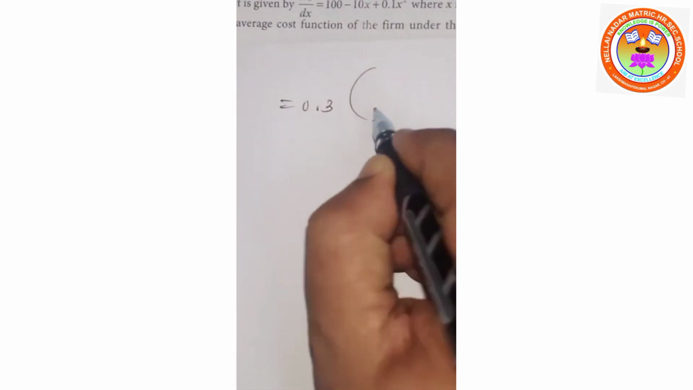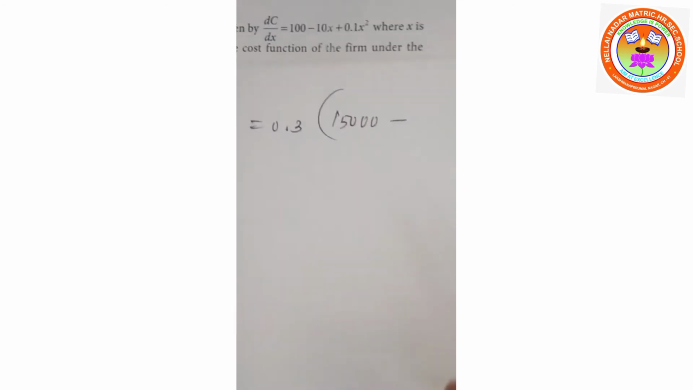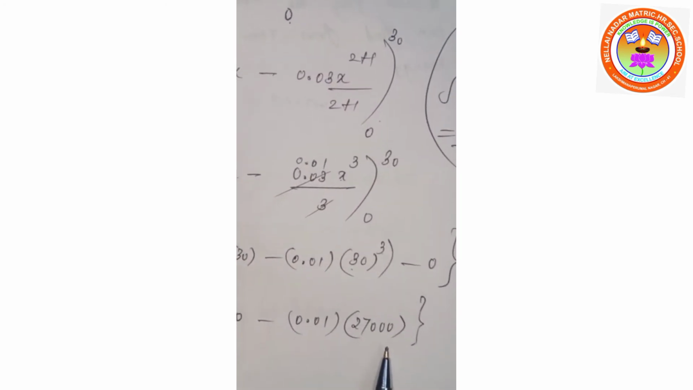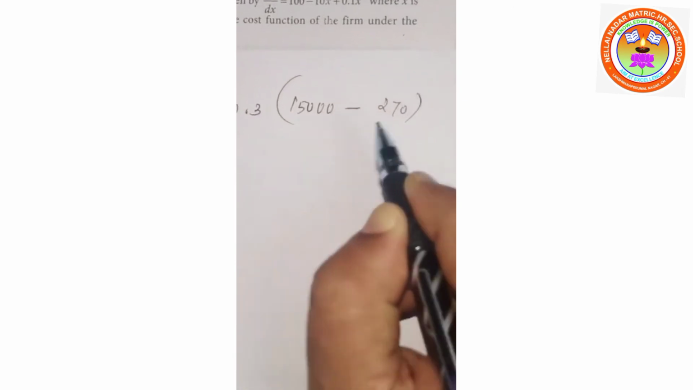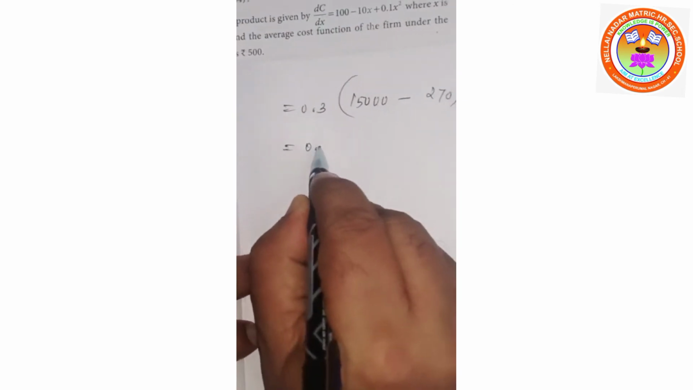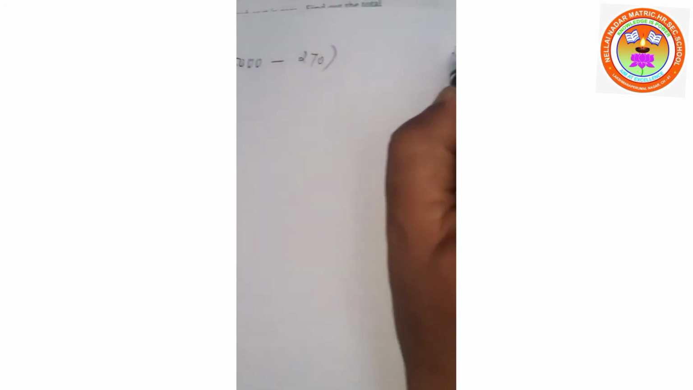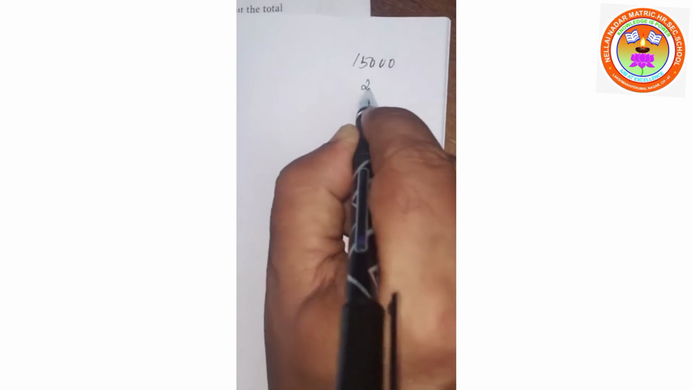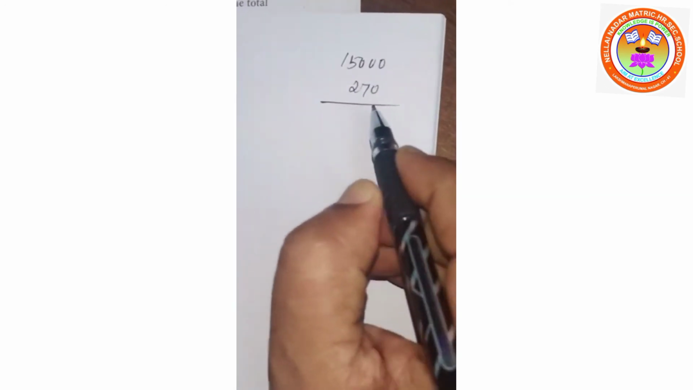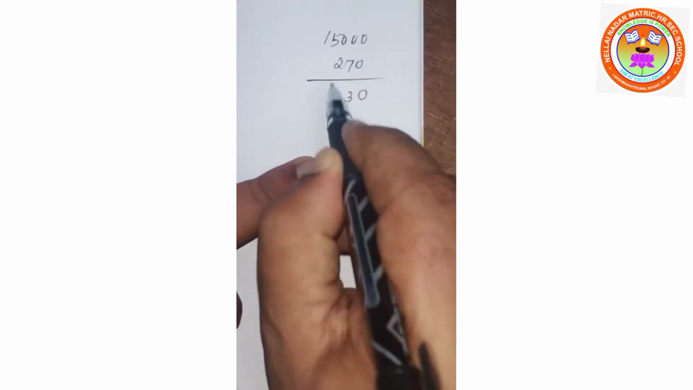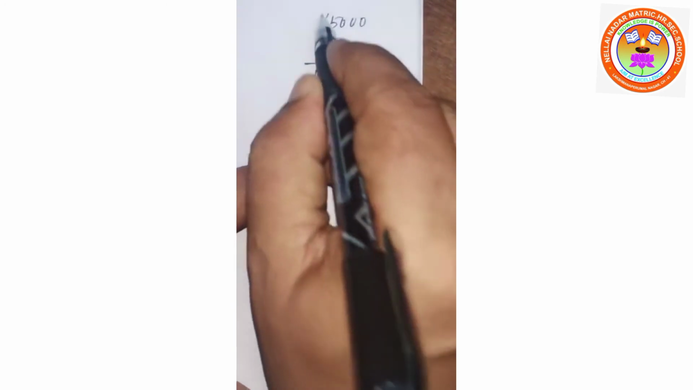Equals 0.3 into 15,000 minus 0.01 into 27,000, that is equal to 270. So 0.3 into 15,000 minus 270, that is equal to 14,730. You can subtract: 0, then 10 minus 7 is 3, 9 minus 2 is 7, here 4, 14,730.